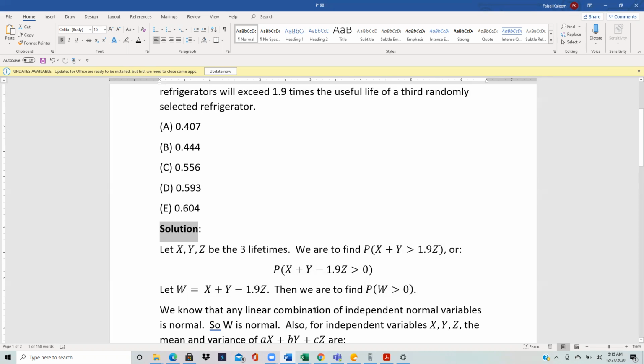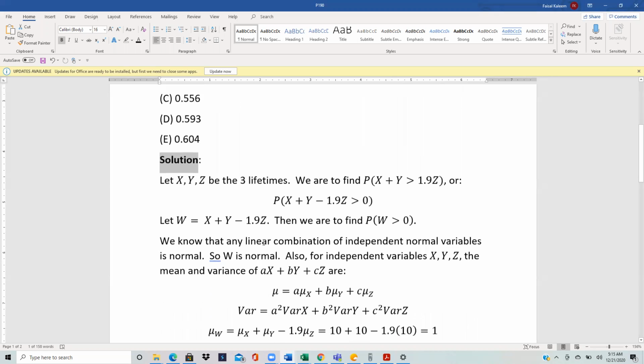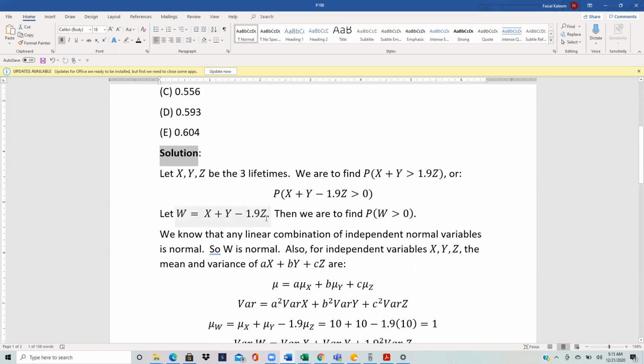Now, X, Y, and Z are all independent normal variables. And we know that for independent normal variables, if you take any linear combination of them, then that linear combination is also a normal. A linear combination means that if X, Y, and Z are the three variables, you are considering something of the form aX plus bY plus cZ, where a, b, c could be any constants. So W is normal.